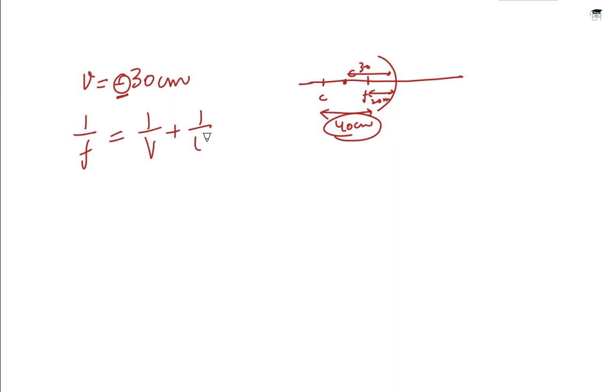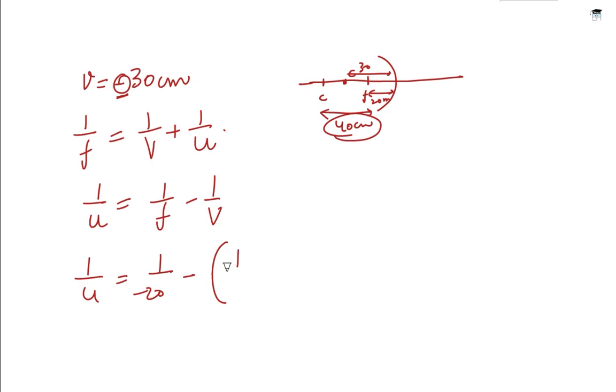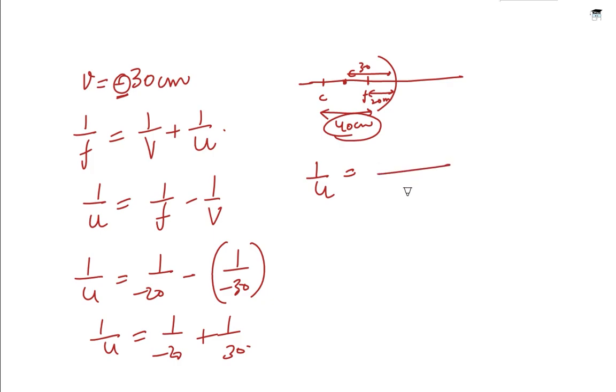So this is our mirror formula, right? We need to find u. So it will be 1 by f minus 1 by v. Let's substitute the values: minus 1 by 20 minus, and our v is minus 30. So this is going to be minus 1 by 20 plus 1 by 30. We are going to take the LCM, which is 60. 3 minus 2, 1 by 60. So we take the reciprocal of this, and u will come out to be 60 centimeters.